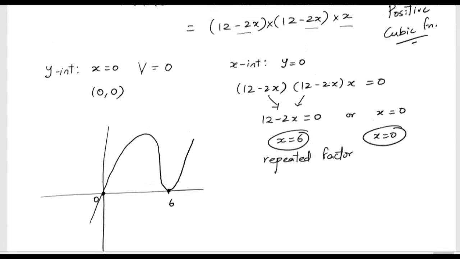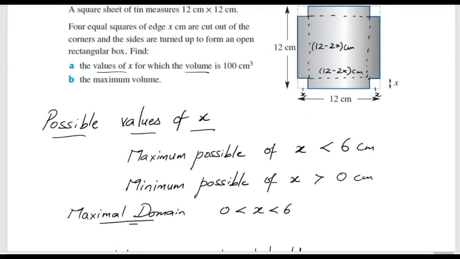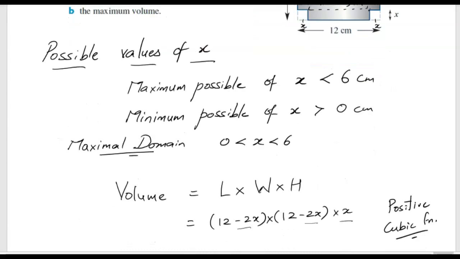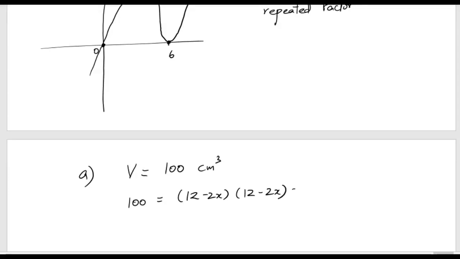The question is in two parts. Firstly, they want us to find the value of x for which the volume is 100 centimeter cube. So let's go to part A. They're saying the volume is equal to 100 centimeter cube, which means 100 is going to be equal to (12 minus 2x) times (12 minus 2x) times x.